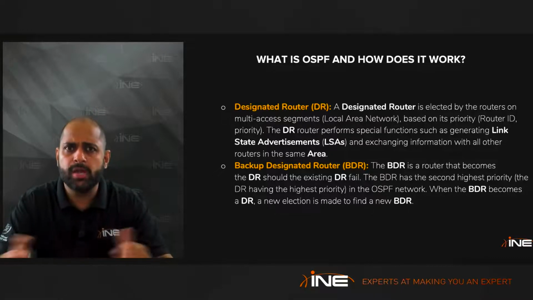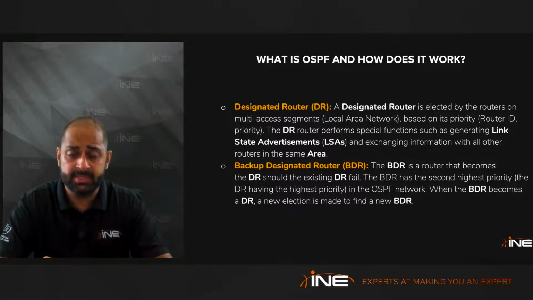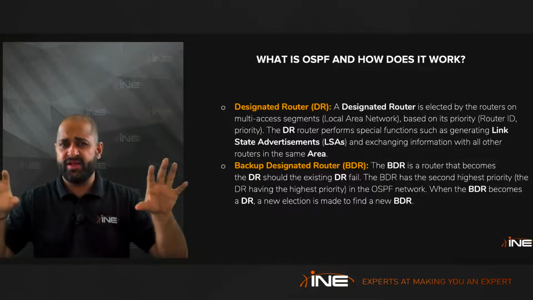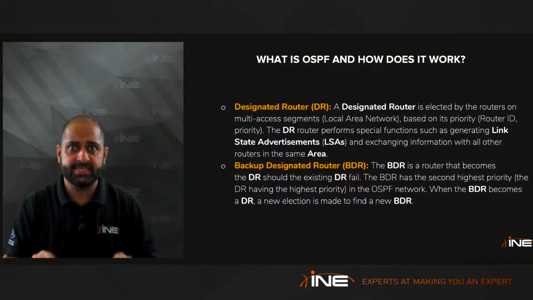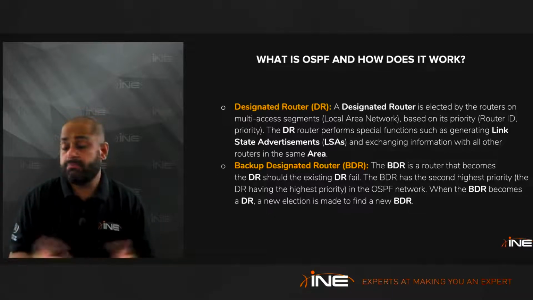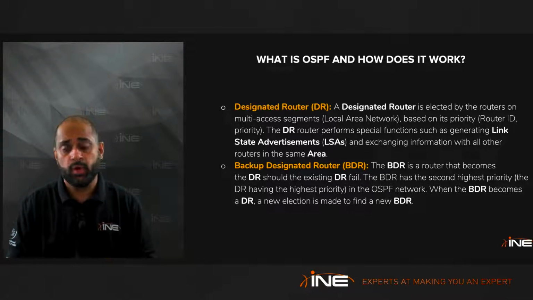So let's have a quick look at our configuration. I have already configured two routers, one IOS XE and one IOS XR, to establish OSPF adjacency. We will look at our neighbor table, our routing table, and our database, and verify if there is a DR being elected in the broadcast segment between them.